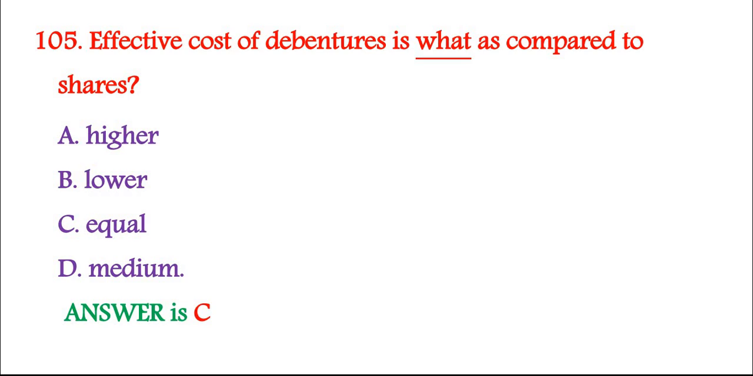105. Effective cost of debentures is what as compared to shares? A. Higher. B. Lower. C. Equal. D. Medium. Answer is C.